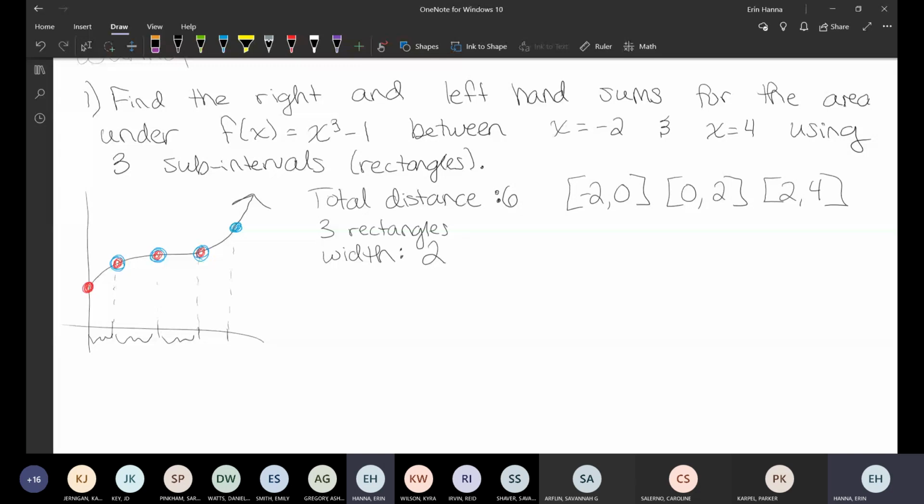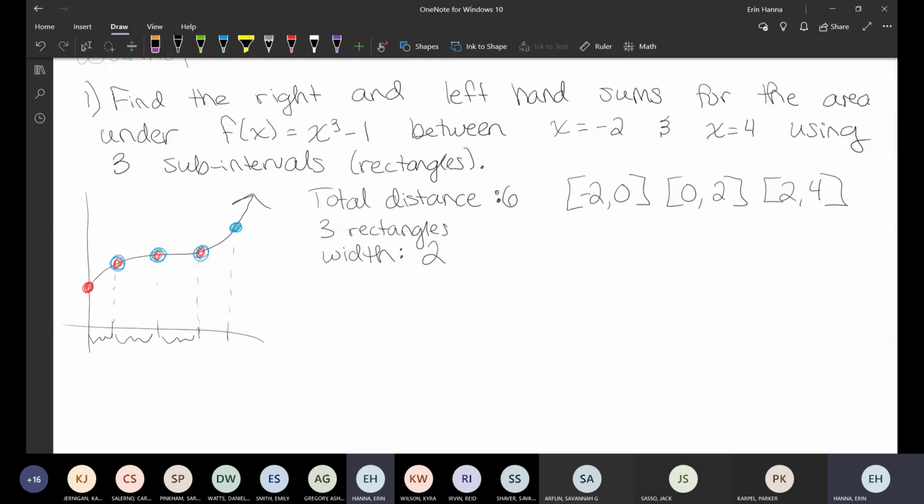Yeah, Jack? Where do you get the total distance from? So we're asked to go from -2 all the way up to 4. So the distance between -2 and 4 is 6. You can also see that by taking your end point, 4, and subtracting your starting point. So 4 minus -2 gives me 6. Okay. More questions so far? All right.